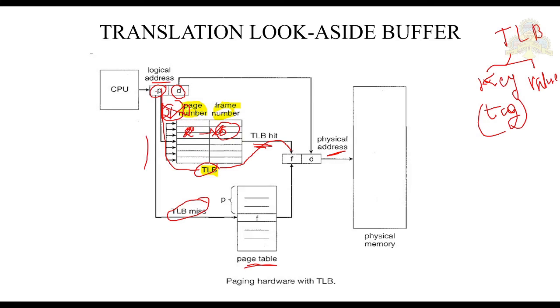Again this page number will be given as an index to the page table, and we'll get the corresponding frame number from the page table. Again the process is the same. The frame number which we got from the page table is added with the displacement or the offset, and once we get the particular address, that would be our physical address, so that the CPU can execute that particular instruction. Fine. So this is about your translation lookaside buffer.